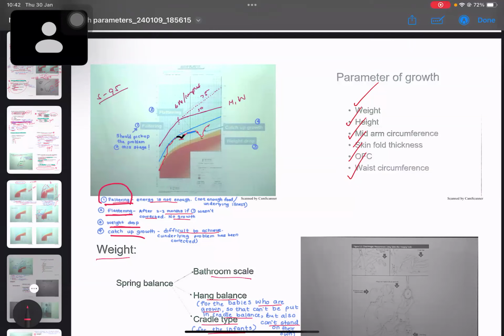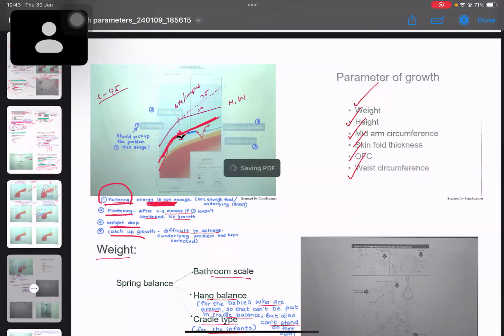Faltering growth means it's reducing. Here is the graph, this blue color graph. This is a faltering growth. Faltering means initially the child is increasing parallel to the centile line. Then the direction has changed and it has reduced, because the energy supplied by nutrition is not enough. So the child's growth pattern has faltered. Energy is not enough, so it has dropped.